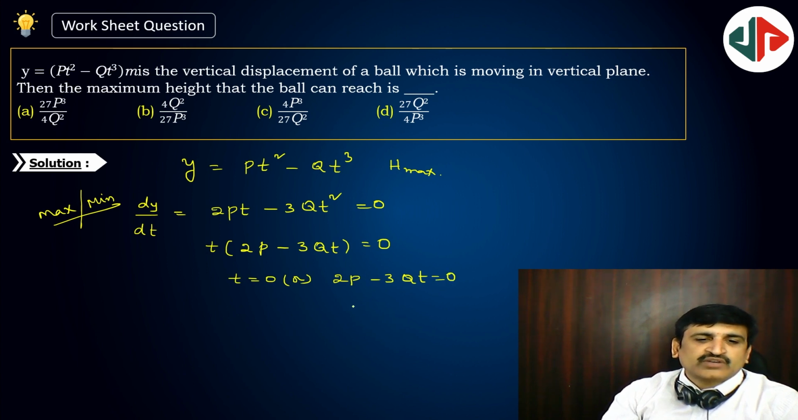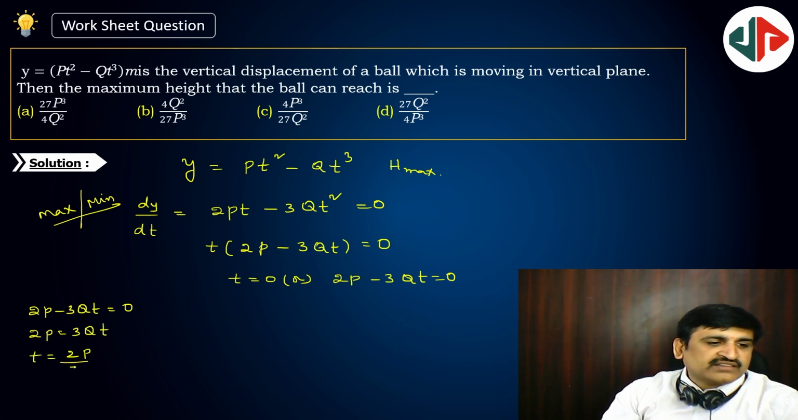So here the root is 2p. I'm using the complete screen, I have to go for this. 2p minus 3qt equal to 0. That means 2p is equal to 3qt. So t is equal to 2p by 3q. Now at this time, what will be its maximum height, or y is equal to, at this time, given time, what is the time?